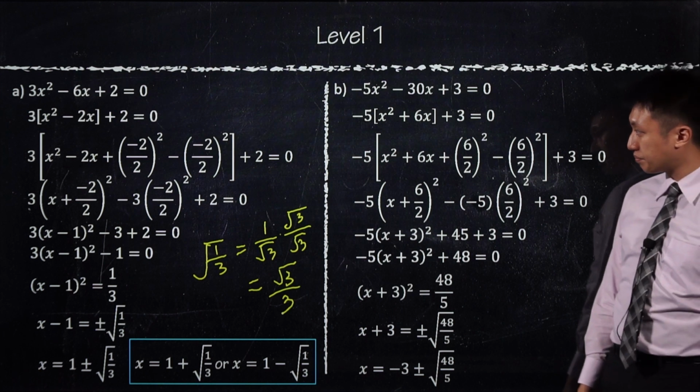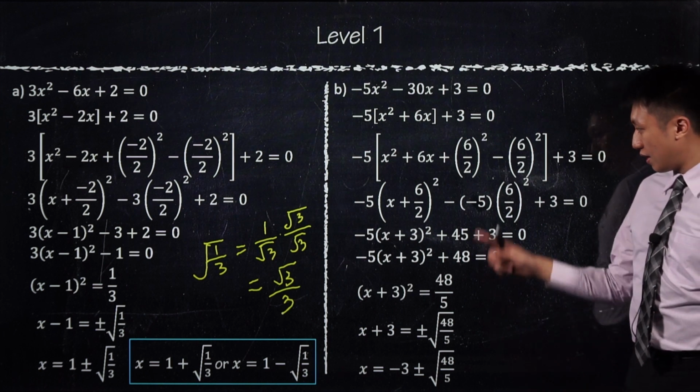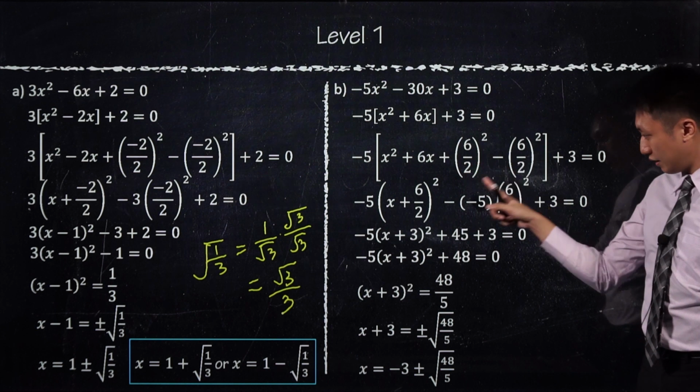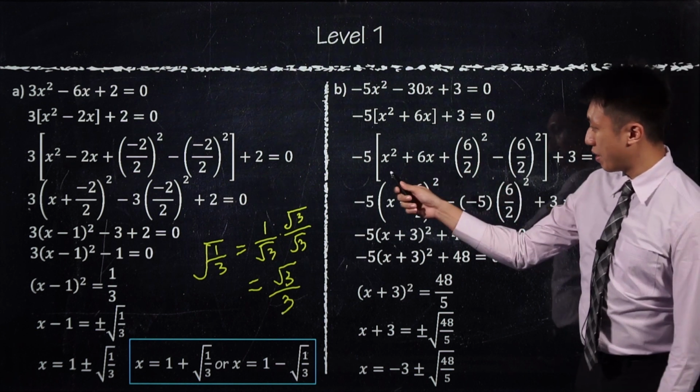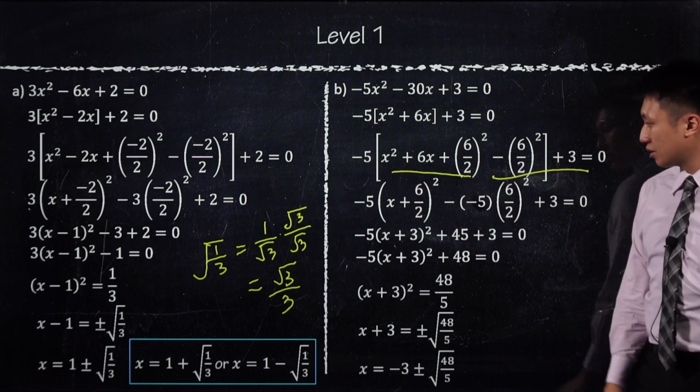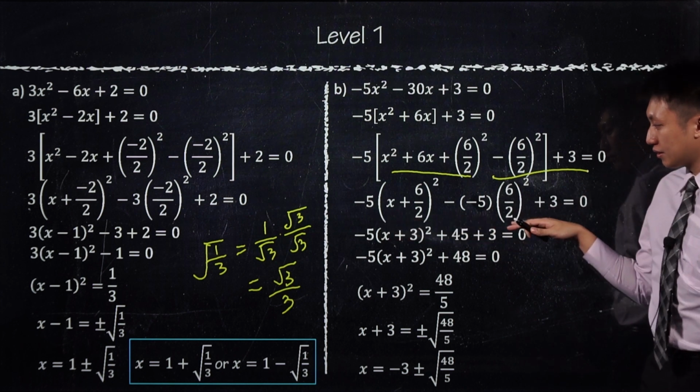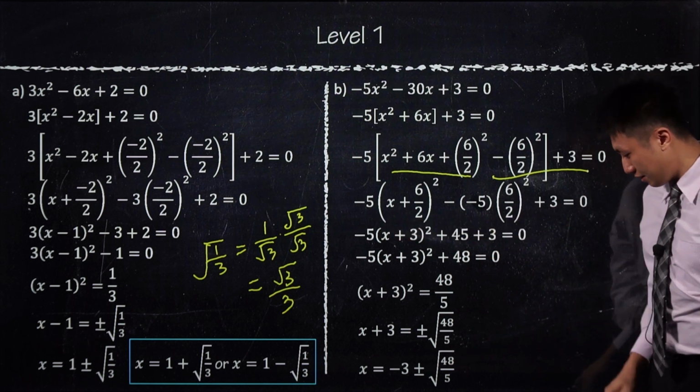Then you got this one. Nothing special, nothing special. Combine these 3 terms and combine these 2 terms, then you get this thing and this thing. So then eventually you get the answer, and the answer here.